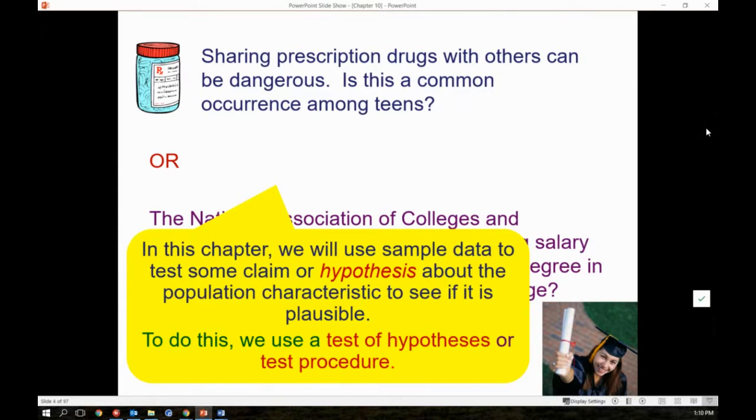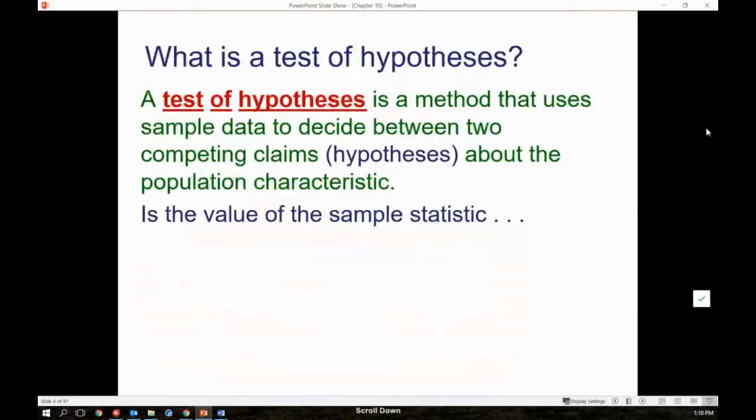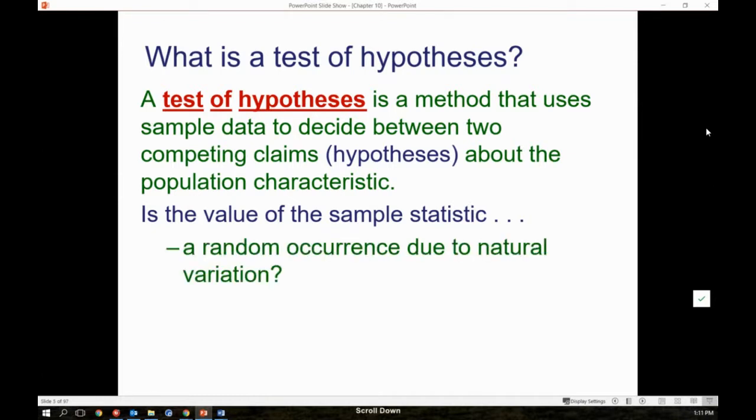We will use sample data to test some claim or hypothesis about the population characteristic to see if it is plausible. To do this, we use a test of hypotheses or a test procedure. So what is a test of hypotheses? It's a method that uses sample data to decide between two competing claims, which are our hypotheses, about the population characteristic.